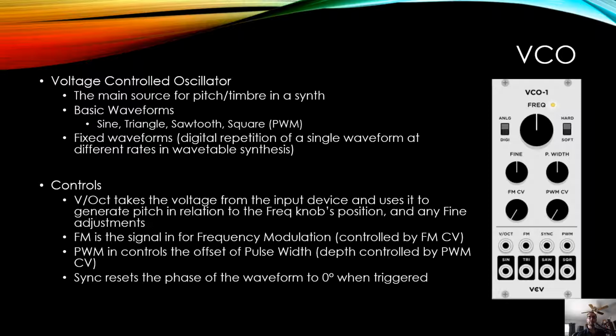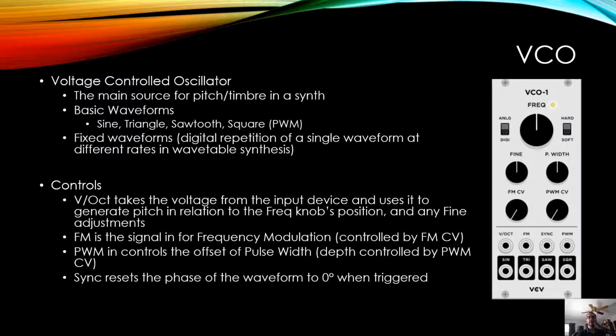For the controls, it takes a volts per octave input, which takes the voltage from whatever input device or sequencer, and uses it to generate pitch in relation to the frequency knob's position. So the frequency knob is your basic coarse tuner. You also have a fine knob that allows you to do fine-tuning adjustments of that. So if you really want to dial it in and make sure that it's perfectly in tune with the oboe in the orchestra, you can do that.